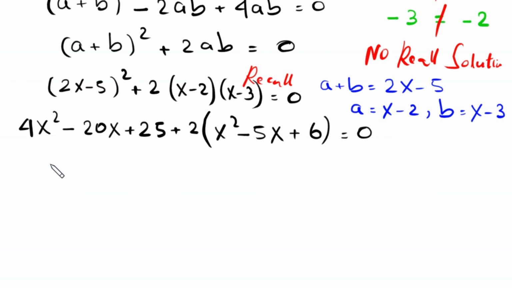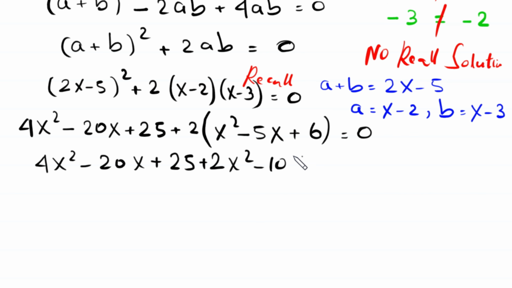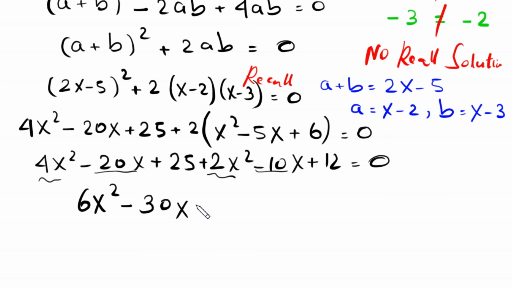Distribute this 2, this will become 4x squared minus 20x plus 25, plus 2x squared minus 10x plus 12 equal to 0. This 4x squared plus 2x squared will become 6x squared, and negative 20x minus 10x will become negative 30x. 25 plus 12 is plus 37 equal to 0.